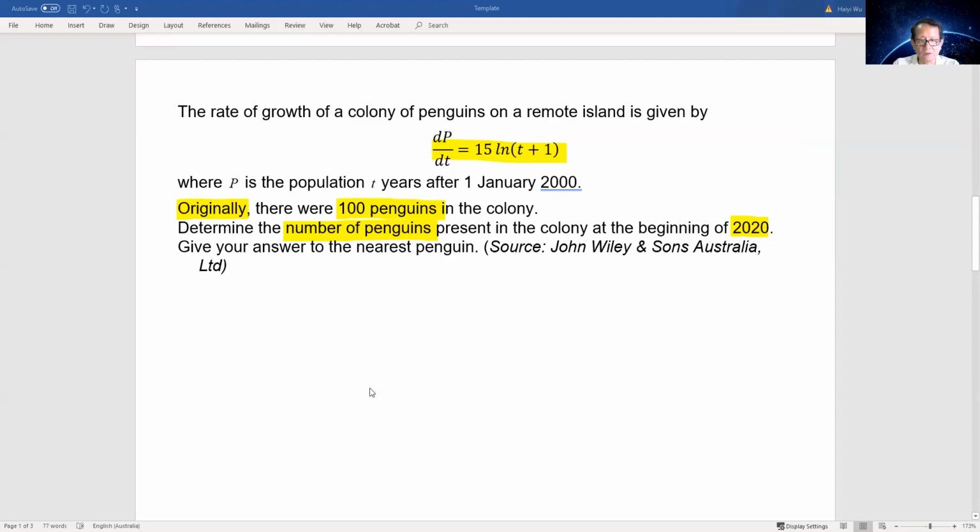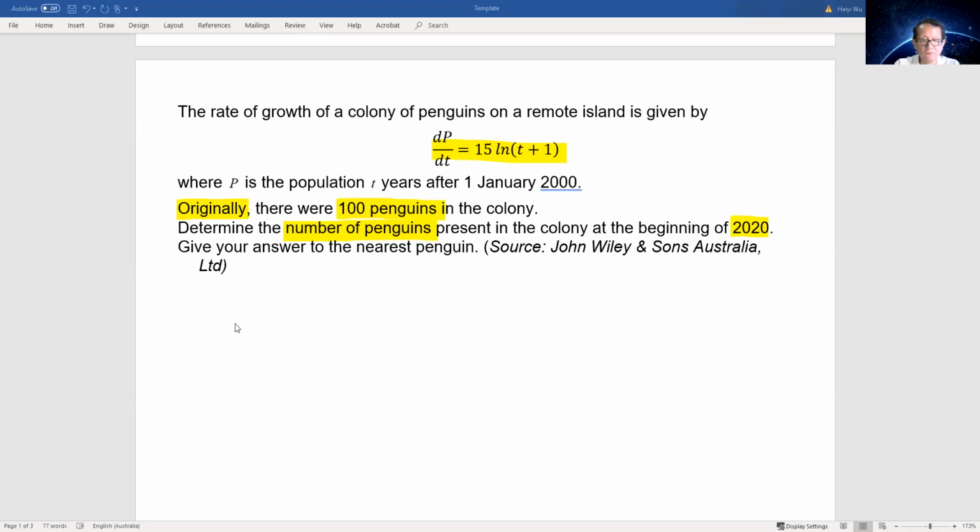This is a rate of growth of a colony of pigeons on a remote island. It's given by this formula I'm highlighting in yellow. So dP/dt, the derivative of population with respect to time, is 15 times ln(t + 1). We know ln is the e-based log. P is the population and t is time, the time after the 1st of January 2000. So we start measuring this growth rate after 2000.